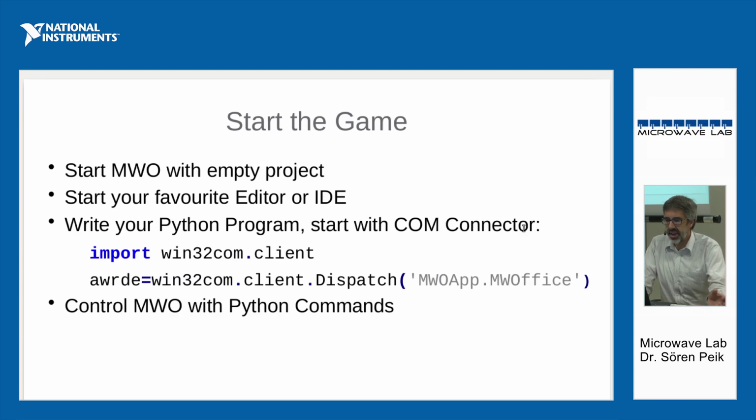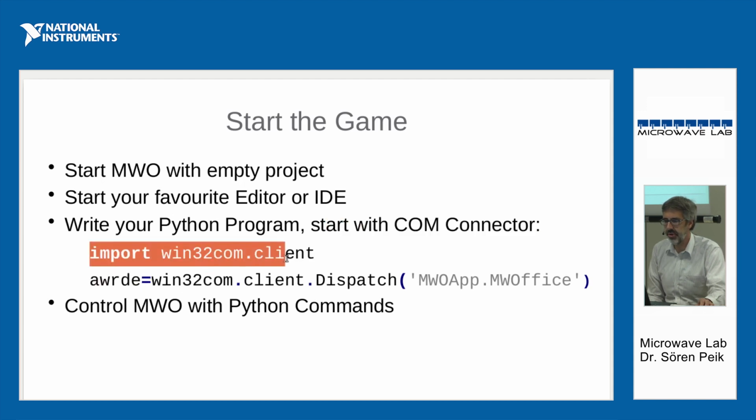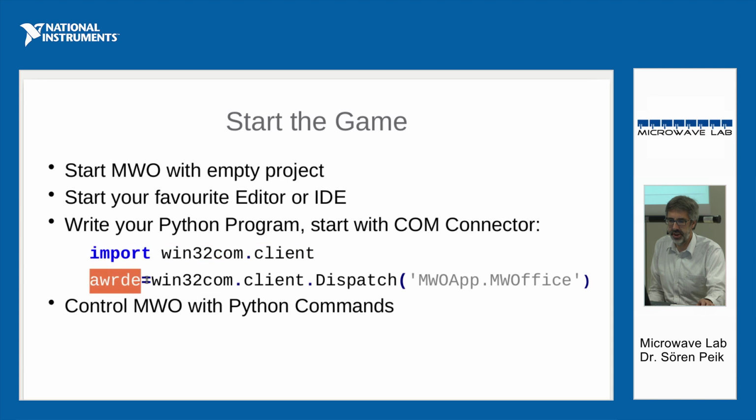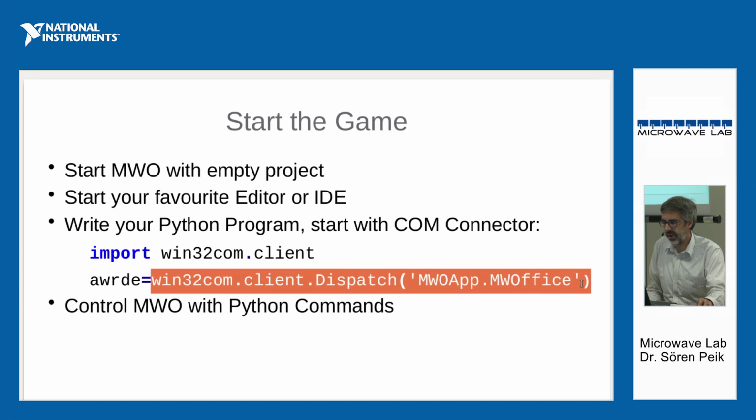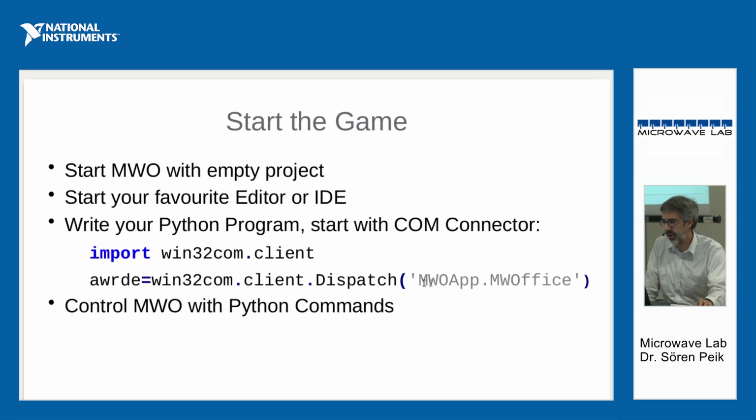So how do you create the link? Basically, you start Microwave Office with an empty project. You don't even have to do that, it generates it automatically. Then you start your editor or IDE for Python. And then you have to put these two lines here: import win32com.client, which imports the module for doing the API link. And then you define an object, I call it AWR DE for Design Environment, and you create a client, dispatch it to the app, MWO, the Microwave Office app.